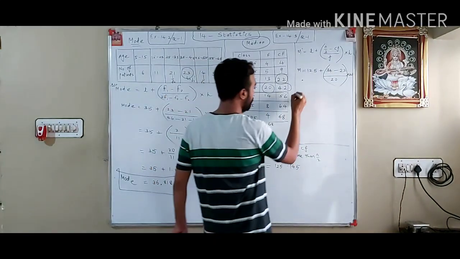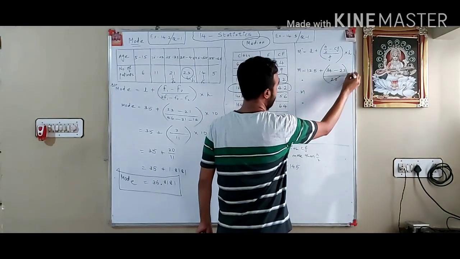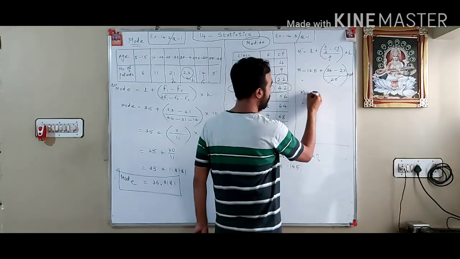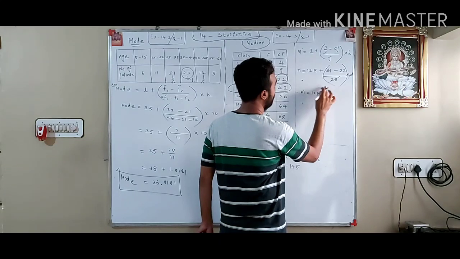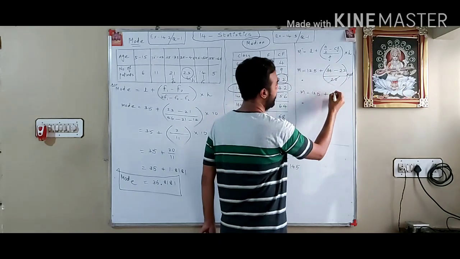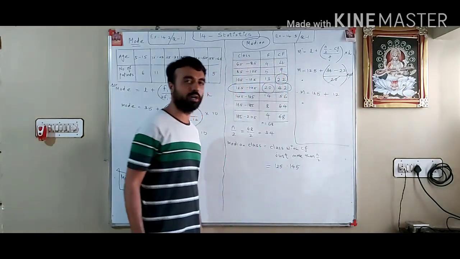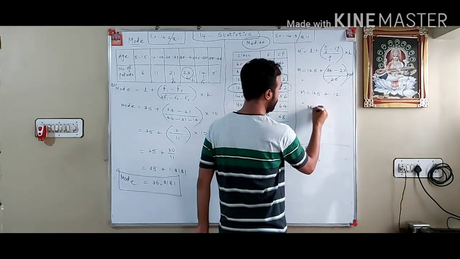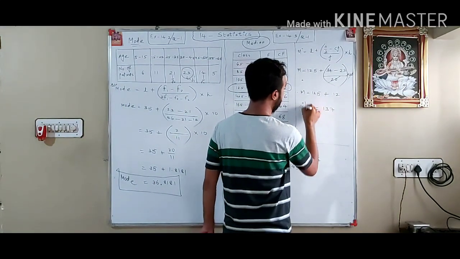Fortunately, this 20 and this 20 are cancelled. Fortunately, what remains? 125 as it is plus 34 minus 22. It is 12. So the final answer of median is 137.